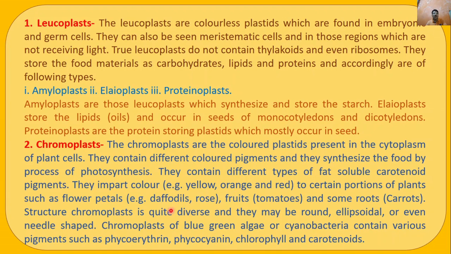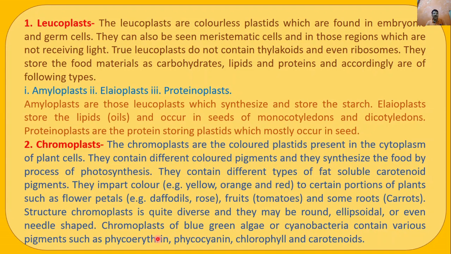These are very attractive flowers and they have such colors due to the presence of different types of chromoplasts in them. Then you might have seen fruits like tomatoes. They have a very attractive red color, and this red color is due to these chromoplasts. And some roots, for example carrots: you know very well that carrot is orange in color, and this orange color of carrot is due to chromoplasts.